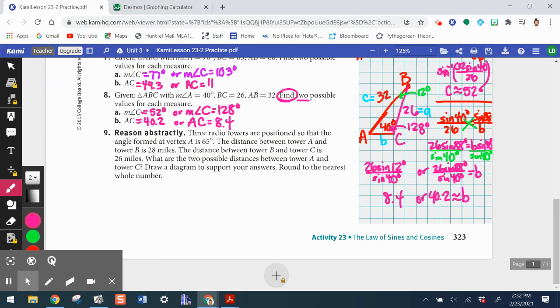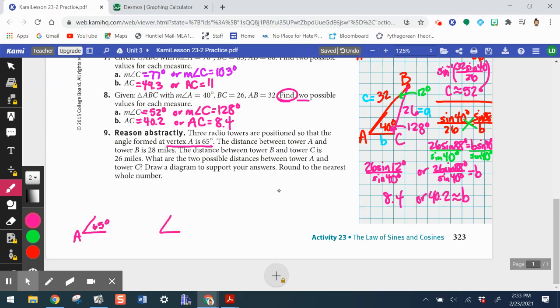Okay, so 7 and 8 kind of removed this information from the original context, and now number 9 takes the context of our real-world scenario, and we're now going to apply the law of sines to it. So number 9 says 3 radio towers are positioned so that the angle formed at vertex A is 65 degrees. So we can go and draw, and again, I'm drawing all these angles, what looks like the same measure, but just for the sake of the problem, we'll just say that angle A is 65 degrees. And the distance between tower A and tower B is 28 miles.